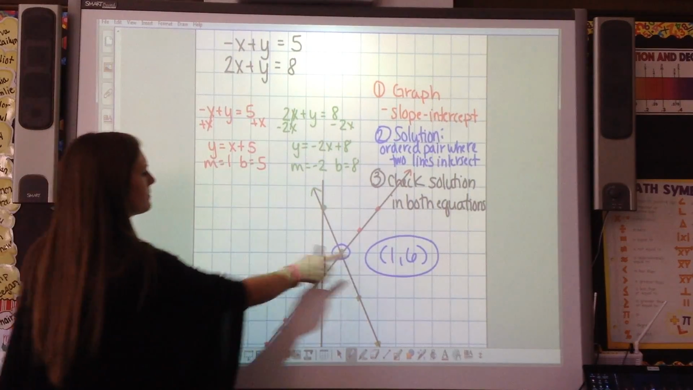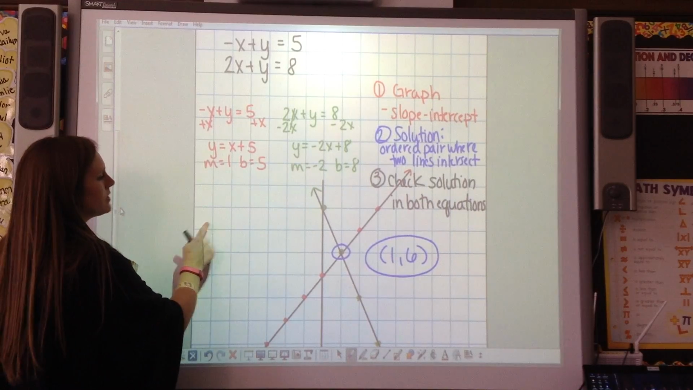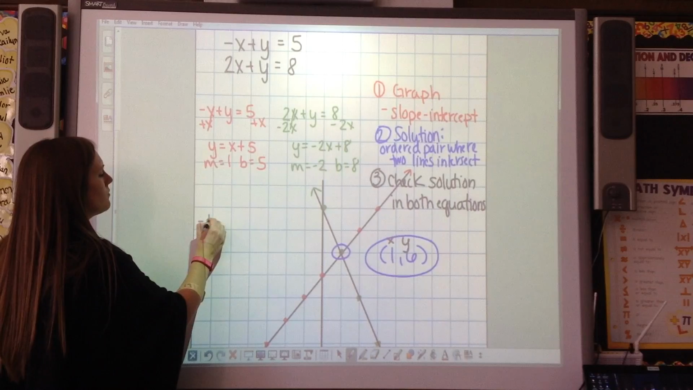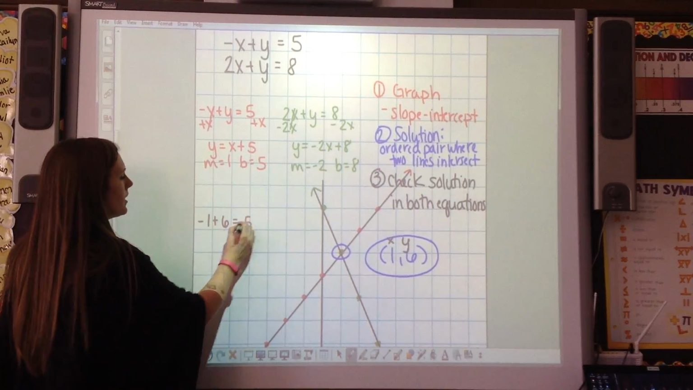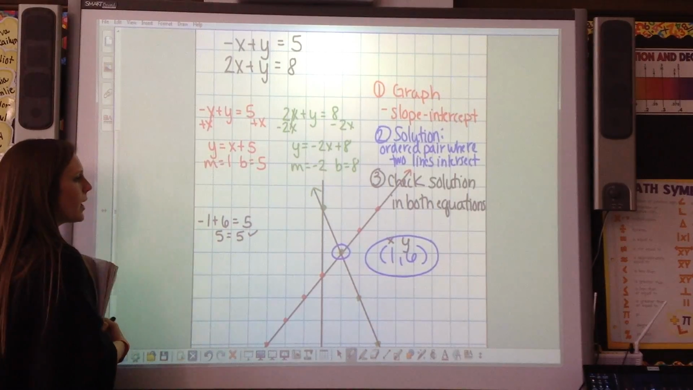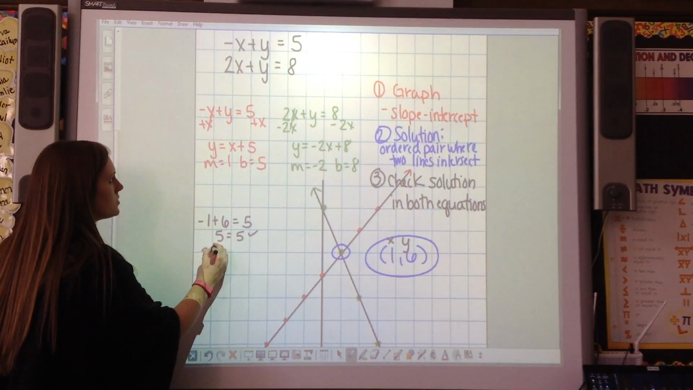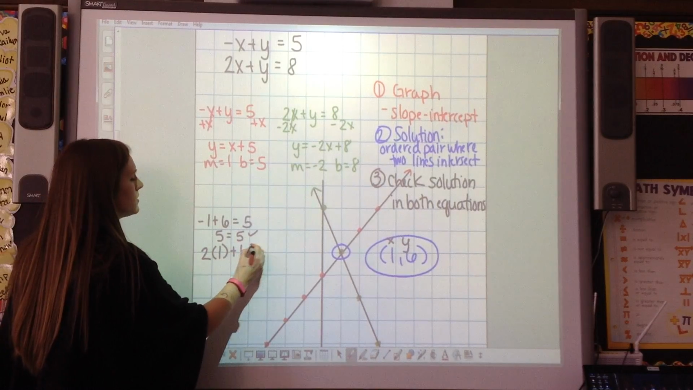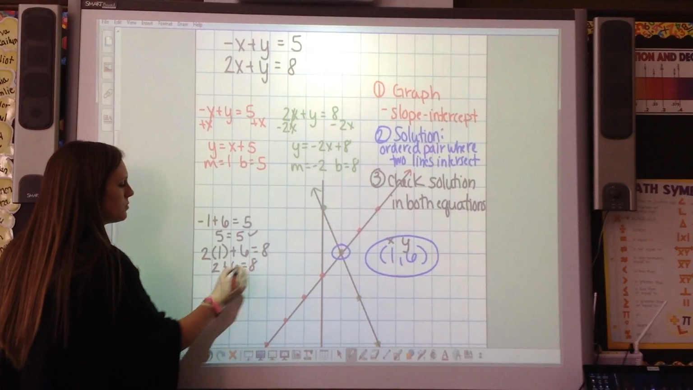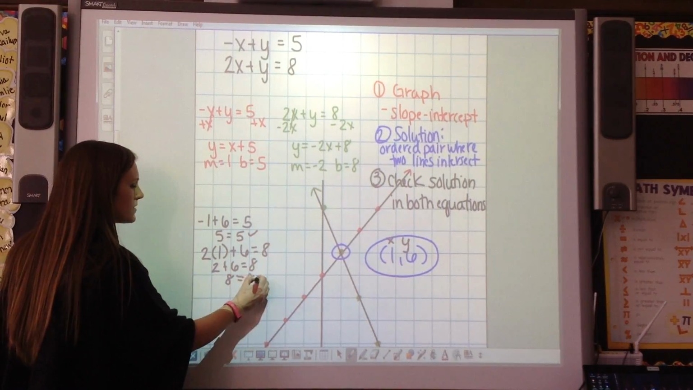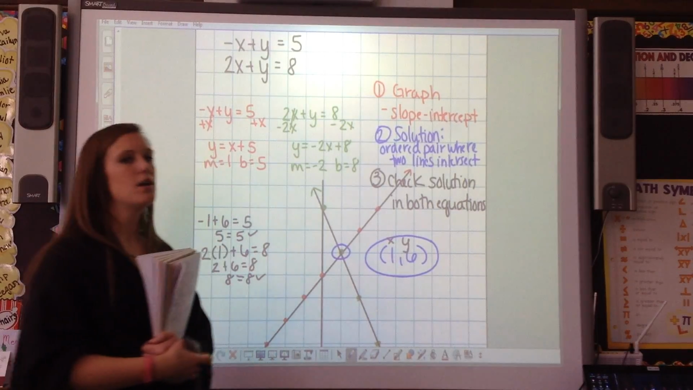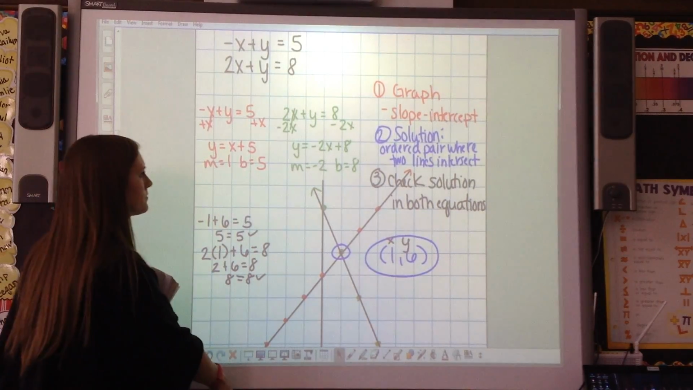Alright, so I'm going to plug them back into the originals. Here are my originals. I'm going to do it over here. So my x is 1 and my y is 6. Negative 1 plus 6 equals 5. Well, negative 1 plus 6 is 5. So that's true. I'm going to plug it into the other one. 2 times 1 plus 6 equals 8. Well, 2 times 1 is 2. 2 plus 6 is 8. So that's also true. Because both equations are true with that ordered pair, that must be our answer.